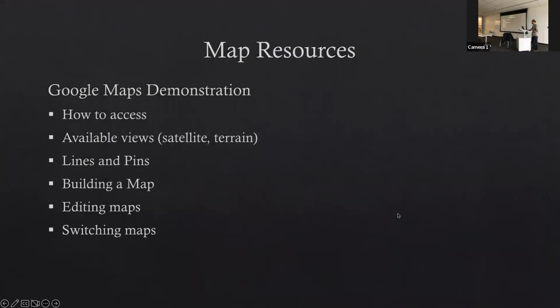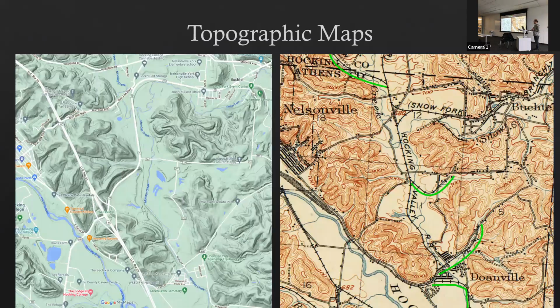Let's switch back here. This is on the map stuff we just looked at. I showed you how to access it, how to do lines and pins, how to build a map, how to edit, and how to switch. Next thing is topographic maps.